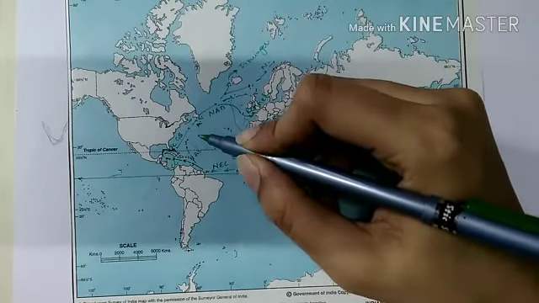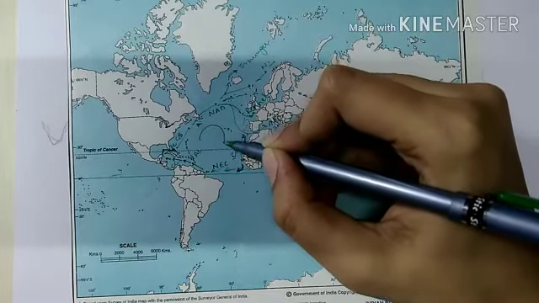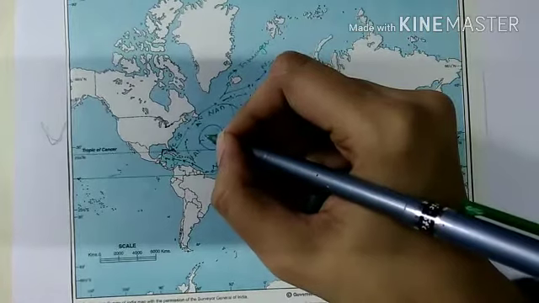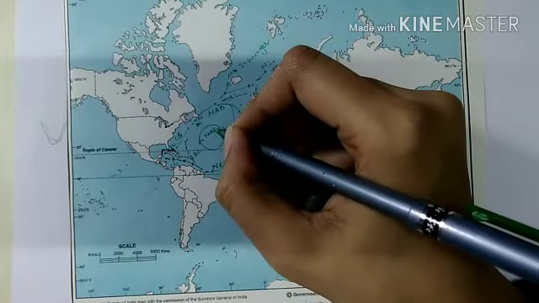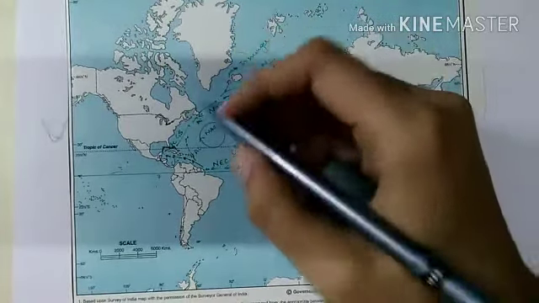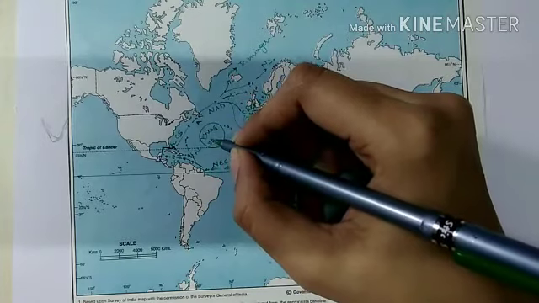Now between them we have a gyre formation. This is known as the North Atlantic Gyre, the subtropical North Atlantic Gyre, and here we have the Sargasso Sea also.